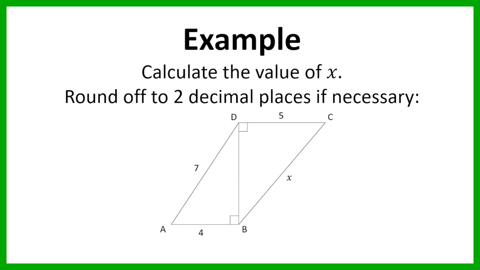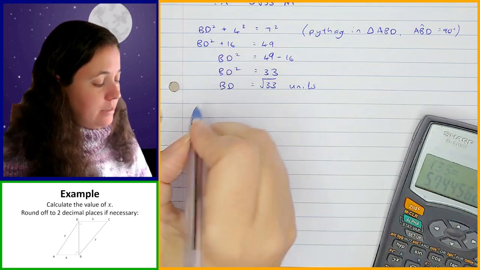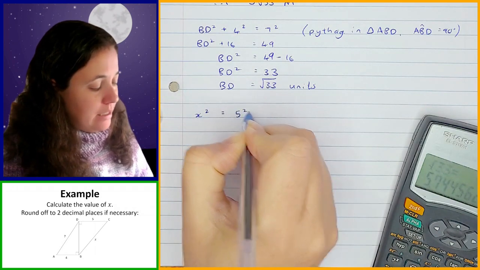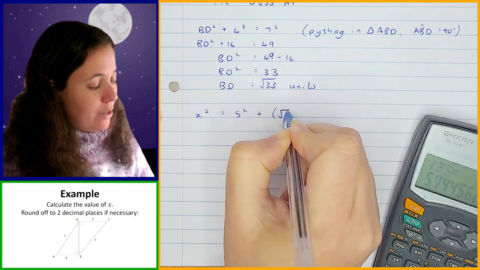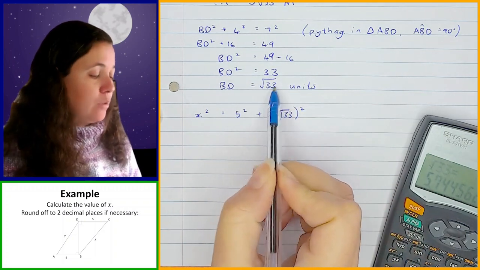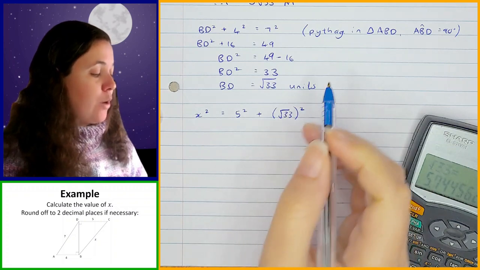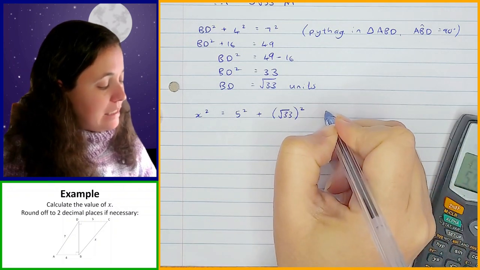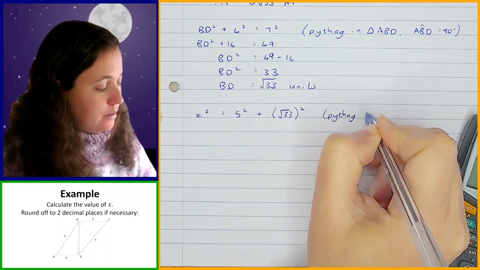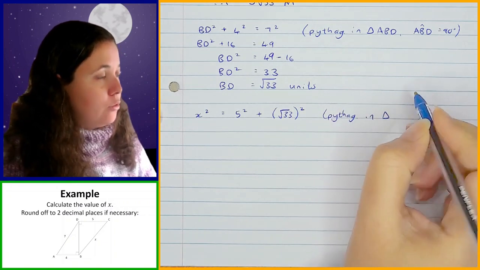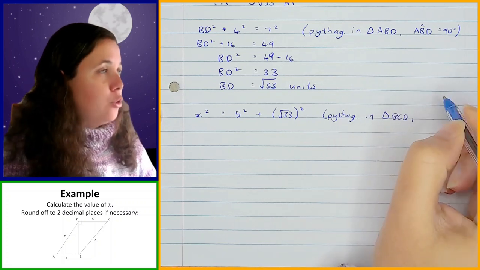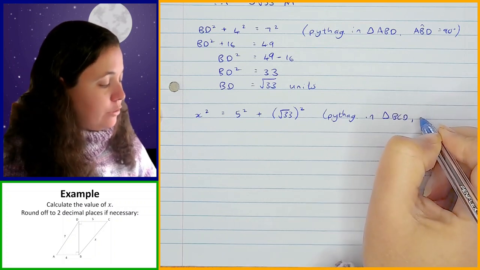So over here, I have x squared equals 5 squared plus the square root of 33 squared. Okay, so what I got over there was the square root of 33. I'm now squaring it again. And the reason I can do that is because of the Pythagorean theorem in triangle BCD with angle BDC equal to 90 degrees.